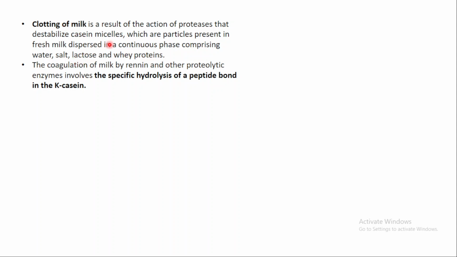But the milk clotting process will target the casein molecules, casein micelles. The coagulation of milk by renin and other proteolytic enzymes involves specific hydrolysis of a peptide bond in the casein. So the proteases like renin and other proteolytic enzymes will hydrolyze the peptide bond in the casein, thereby causing the clotting of milk.